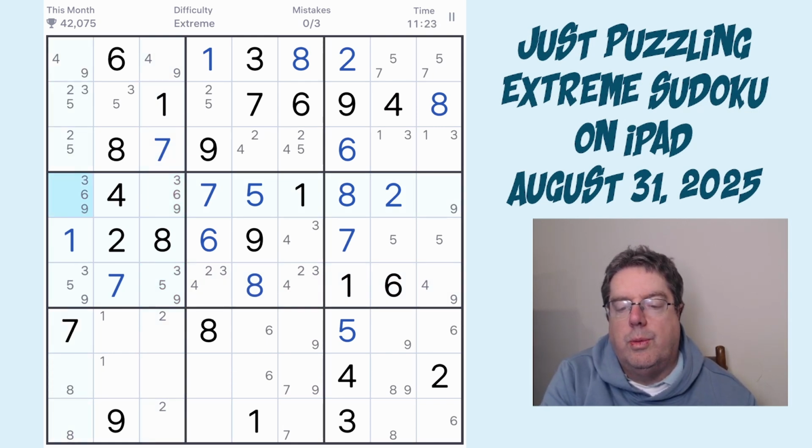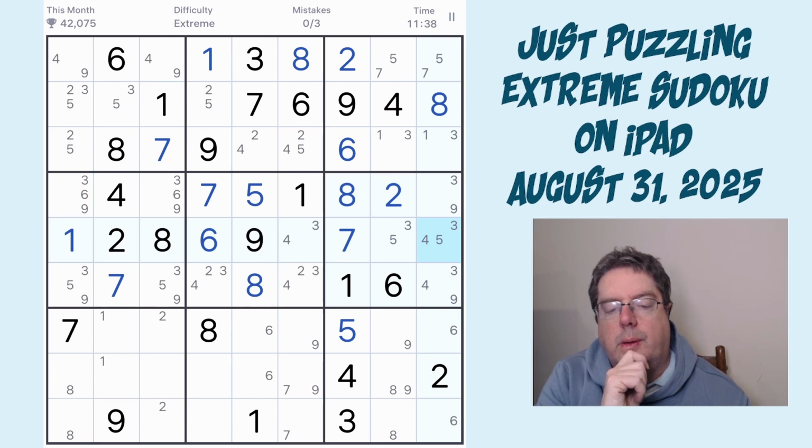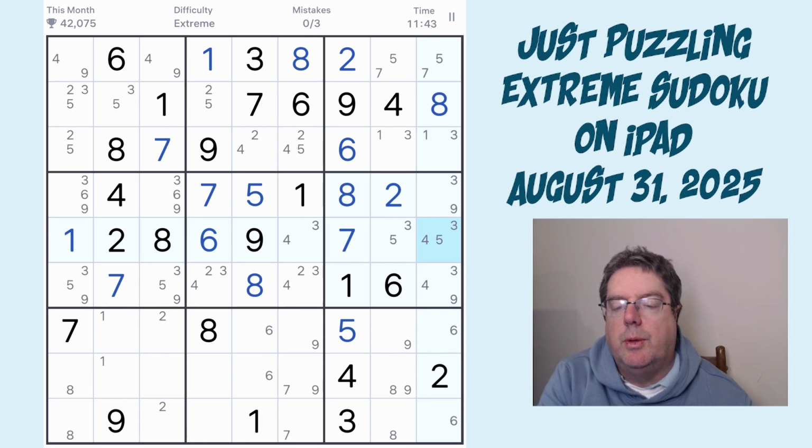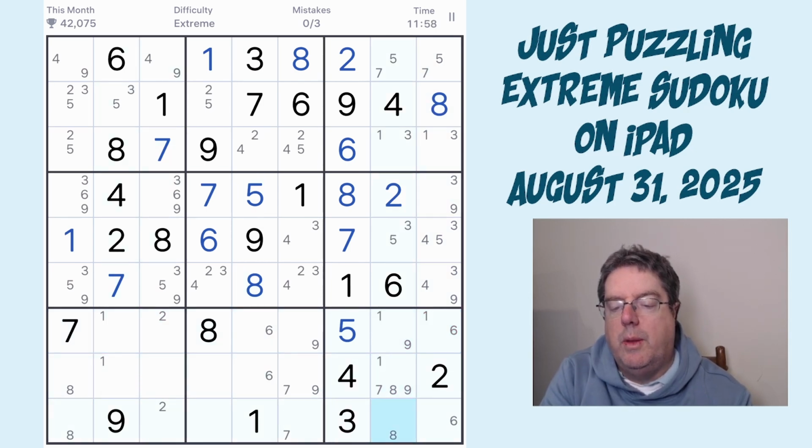So 1, 2, 3, 4 comes down here, 4 comes across here, so 4 is there. Interesting. Okay, 5 comes across here, 6, 7, 8, and 9. Okay, 1 can't be in this row, so 1 is one of these. 2, 3, 4, 5, 6 is done. 7 can't be here, so 7's one of these.